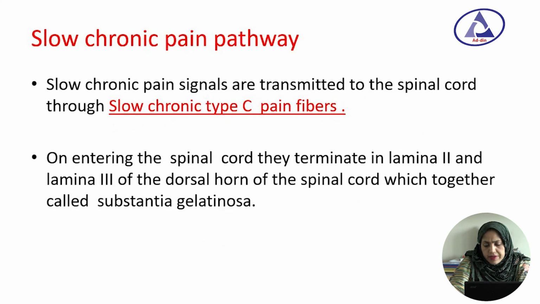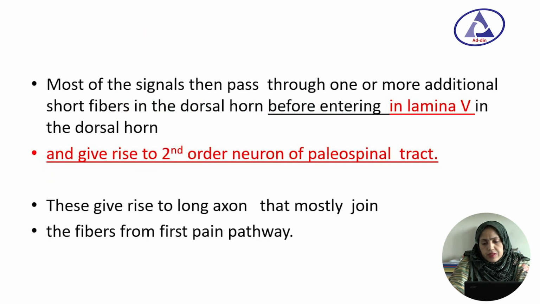In slow chronic pain, the pain signal is transmitted by the type C pain fiber. On entering the spinal cord, they terminate in lamina 2 and lamina 3 of the dorsal horn of the spinal cord, which together are called the substantia gelatinosa. Most of the signals then pass through one or more additional short fibers in the dorsal horn and then give rise to the second order neuron of the paleospinothalamic tract. They give rise to long axons that mostly join the fibers from the fast pain pathway.